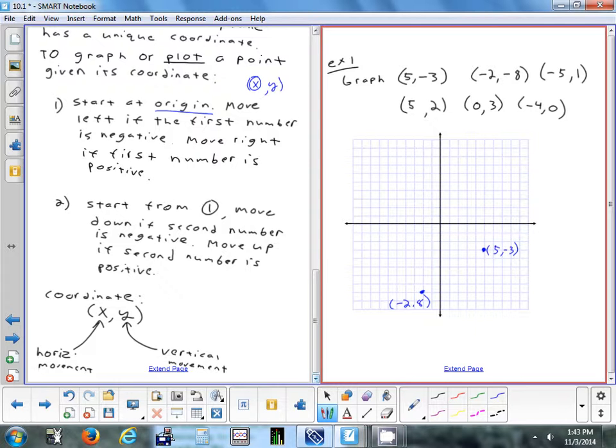Okay, let's look at the third one. It's negative, positive. Left 5, and then up 1. Okay, negative 5, comma 1.